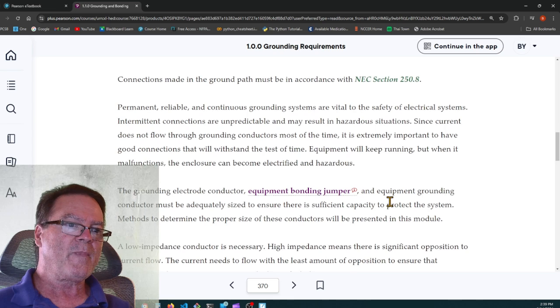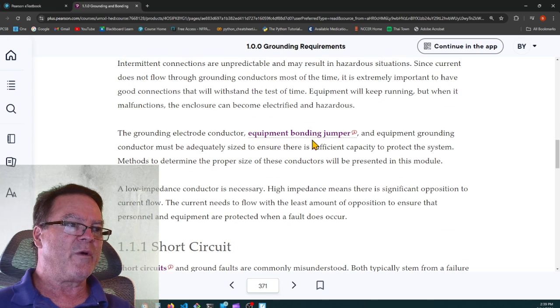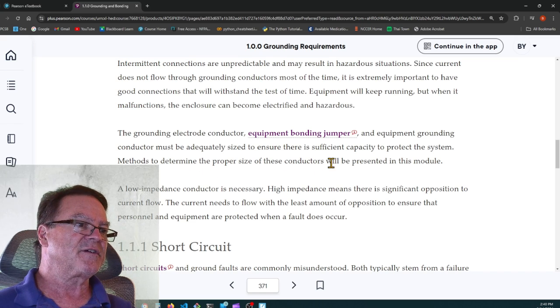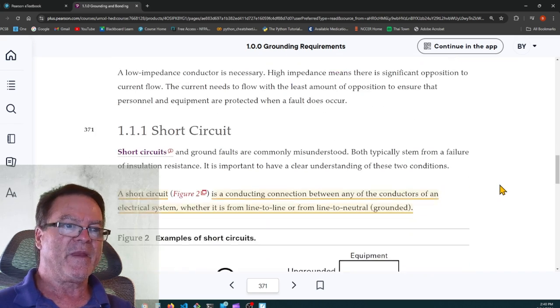device. The grounding electrode conductor, the equipment bonding jumper, and the equipment grounding conductor must be adequately sized to ensure there's sufficient capacity to protect the system. Methods to determine the proper size of these conductors will be presented in this module.